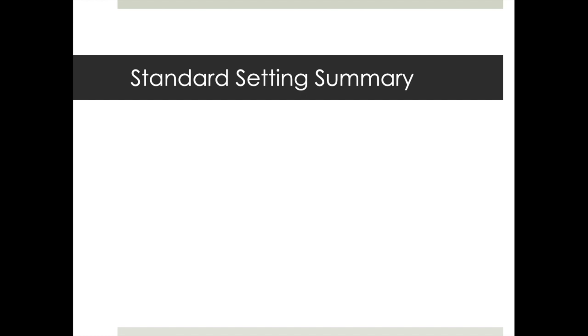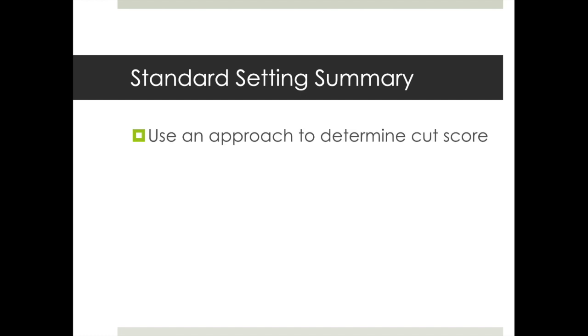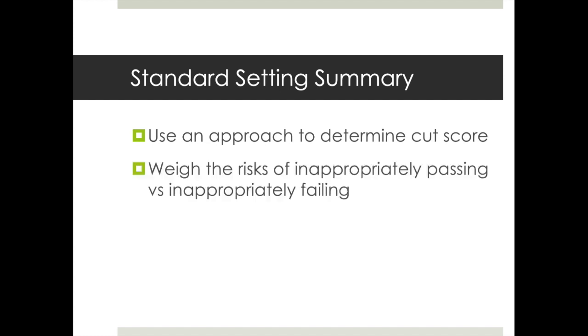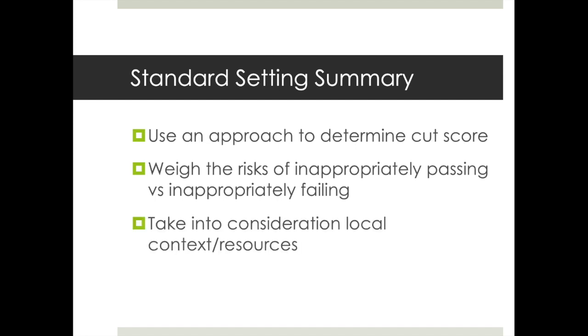So, in summary, use an approach to determine the cut score, not just a random "I picked 60% because I like that number." And I've gone over a few approaches. Weigh the risks of inappropriately passing versus inappropriately failing. And you have to take into consideration your local context and resources. If you don't have a large test committee, you're not going to be able to do as robust an Angoff as possible. If you don't have examiners in the room like in an OSCE, again, things like borderline group and regression are just not possible.